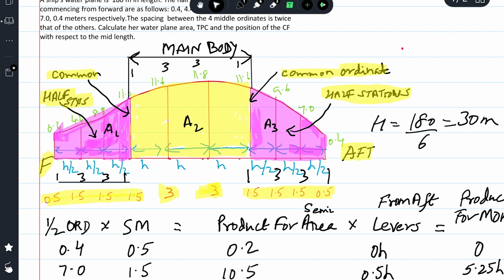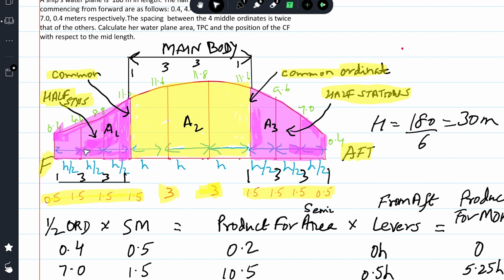Now, second step: first I want to see if I can calculate this in one shot with one rule. Impossible. Why? Because the common interval is different. It's h by 2 and h. So I do the 3 areas which I have marked: the forward half station I marked A1, the middle section A2, and the aft section again A3. I split them into 3 areas, A1, A2 and A3.